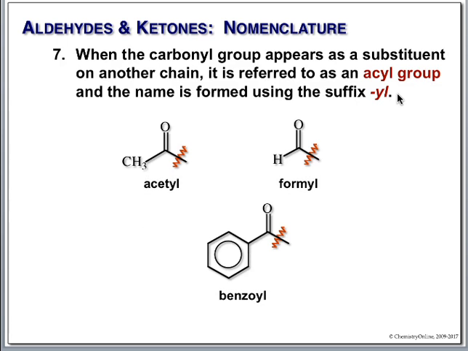When we have a carbonyl substituent somewhere on somebody else's chain or somebody else's molecule, we will call this an acyl group. This is acetyl, so it's a carbonyl with a methyl. With a hydrogen, we would call this a formyl. And with a benzene ring, it would be benzoyl. Now, obviously, you can have other things, 2 or 3 carbons, but the thing is that you would drop the -ic acid name and just add -yl as a suffix.